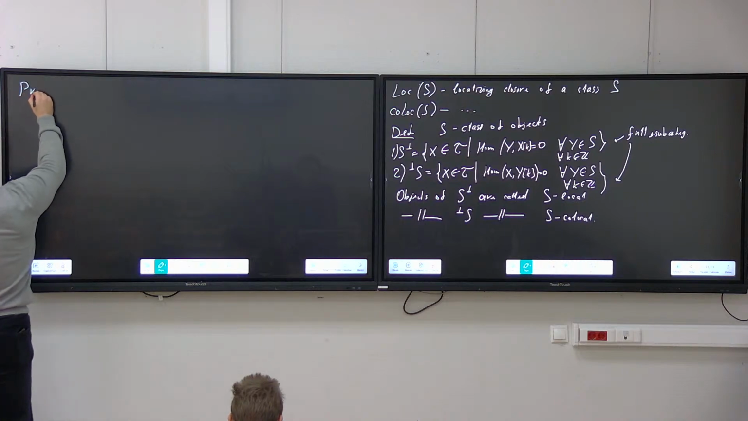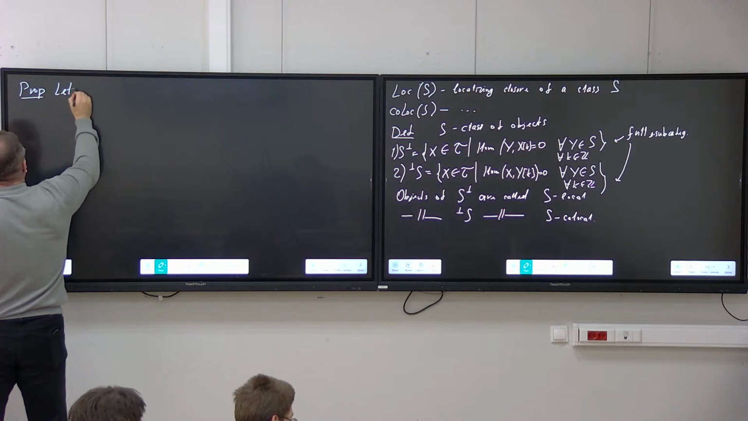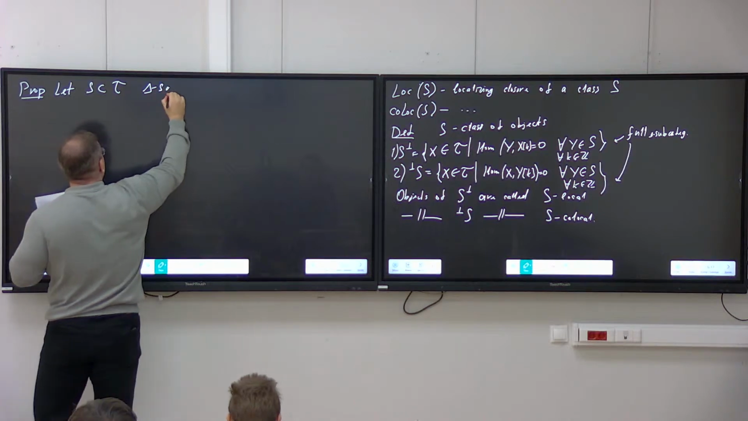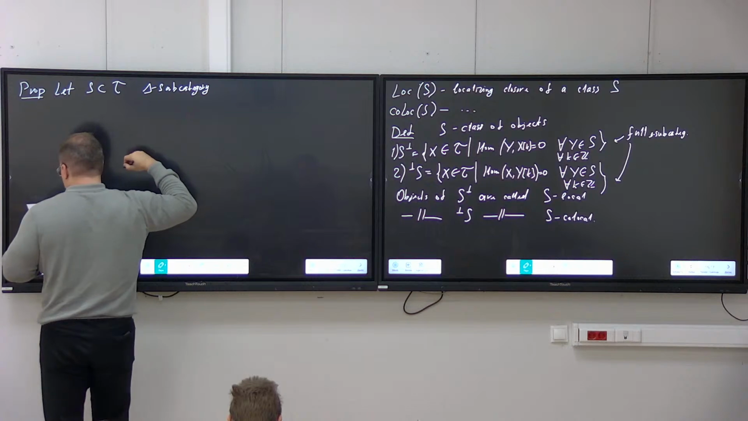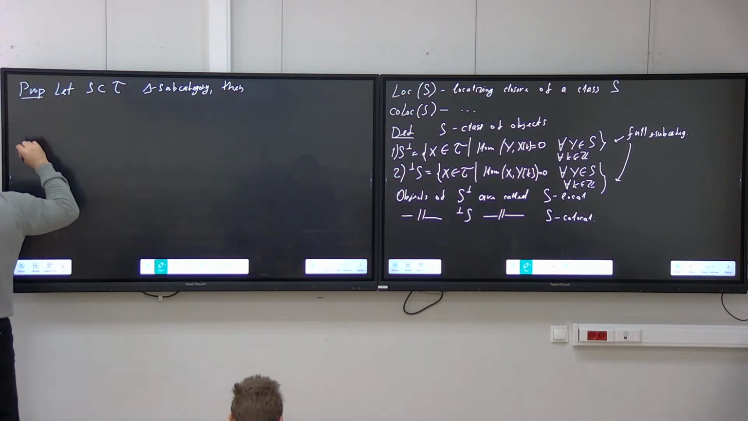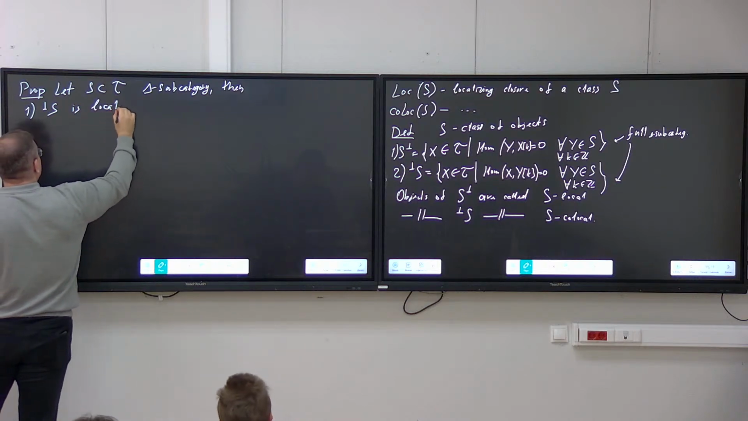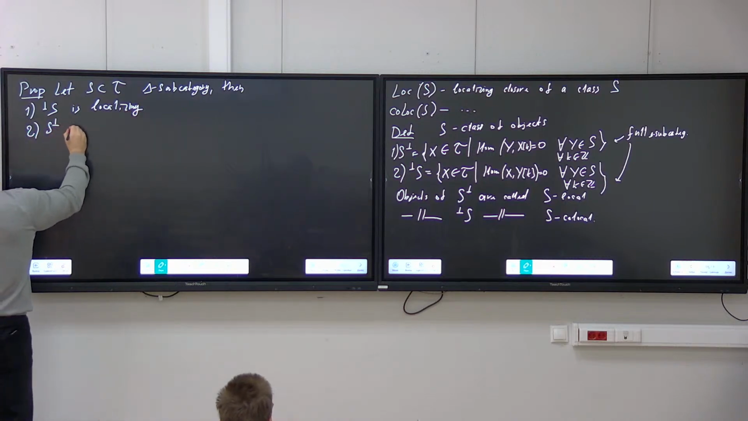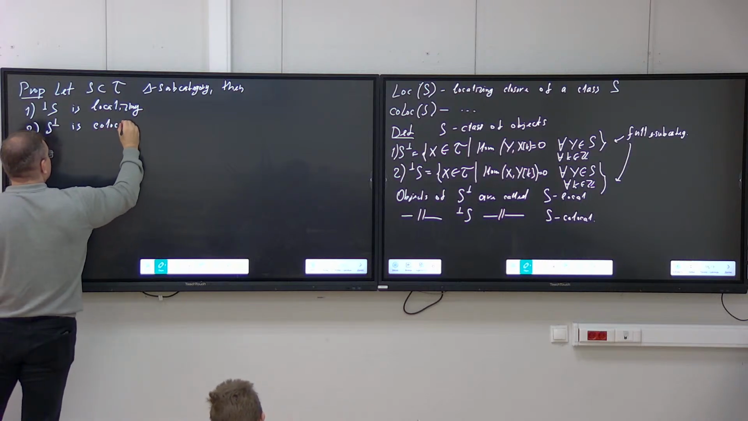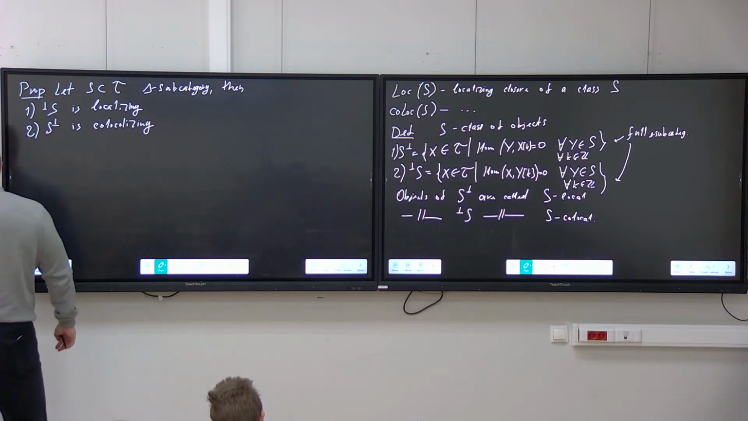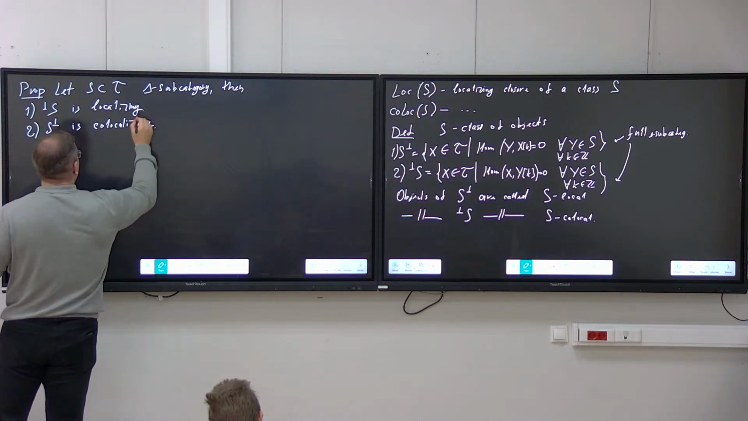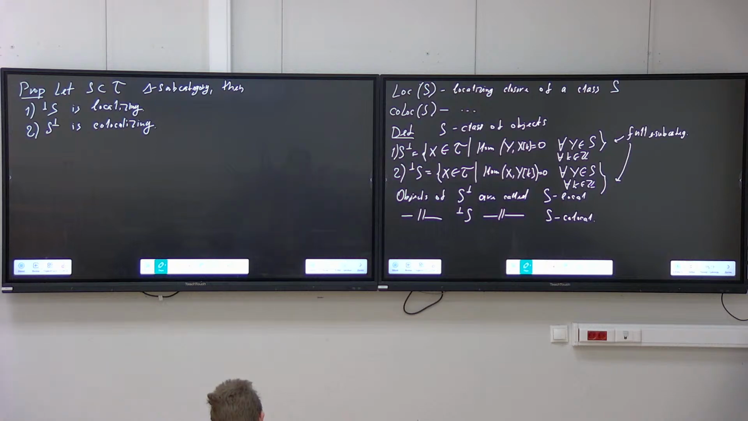Okay, so the proposition. Let S in T be a triangulated subcategory. Then I have two statements. First, the left orthogonal to S is localizing, and the right orthogonal to S is colocalizing. Again, I don't say this, but whenever I talk about localizing, I assume that in T I have all small coproducts, and for colocalizing, I have all small products. This is the assumption. Without this assumption, it doesn't even make sense to talk about these subcategories.